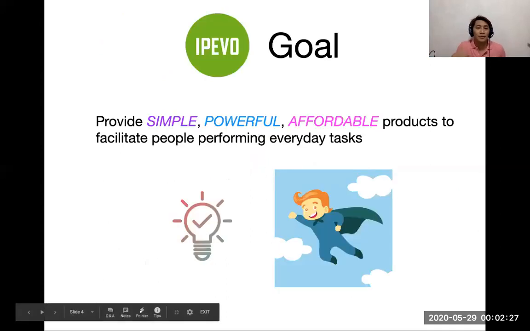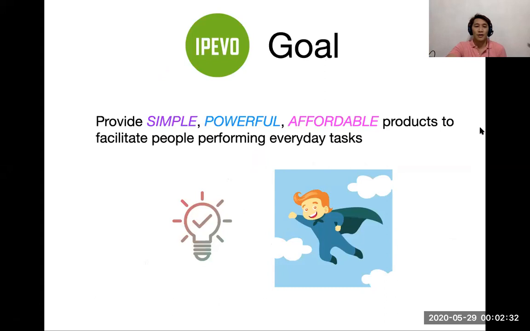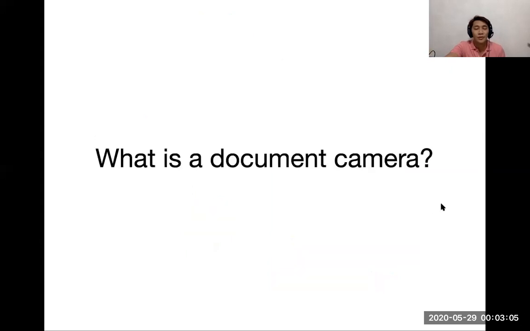So the goal for IPEVO is to provide simple, powerful, and affordable products to facilitate people performing everyday tasks. It doesn't matter if you're an educator, attorney, musician, YouTuber, gamer, you name it. We try to cater to your needs as much as possible, whether through our hardware or our software. Especially at times like this, when a lot of people are working from home, just let us know if there's anything we can do for you in terms of software or hardware, and we will try our best to cater to your needs. That's our goal.